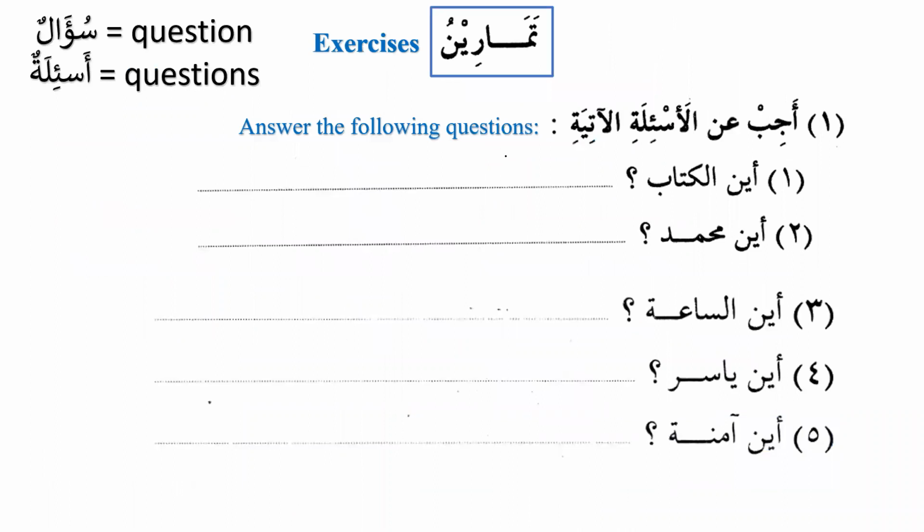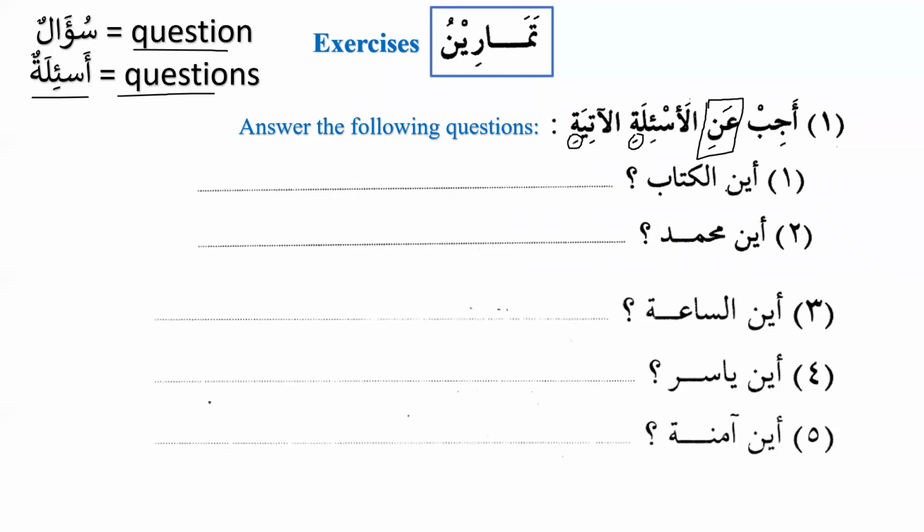Ajib anil as'ilatil atiyah. Answer the following questions. Now we can see over here, tamarinu means exercises. Su'alun means question, and the plural of su'alun is as'ilatun, questions. Ajib anil as'ilatil atiyah. Answer the following questions. An is also a preposition. It means about, or it means from. That's why the noun after it is majroor, it has kasra. An means from or about. So this is also a preposition.